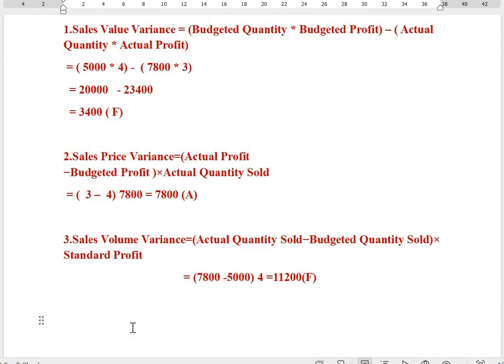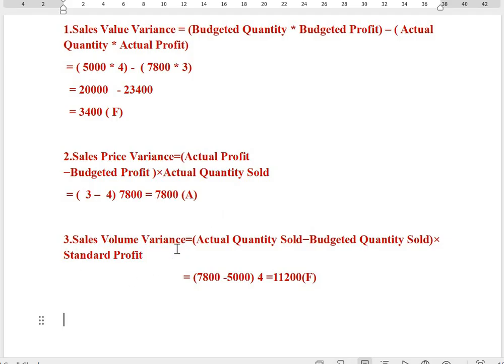The next one is sales price variance. In the case of sales price variance, we compute actual quantity sold into actual profit per unit minus budgeted profit per unit. So actual quantity sold is 7800, actual profit is 3 rupees per unit and budgeted profit per unit is 4. 3 minus 4 is minus 1, minus 1 into 7800, 7800 adverse.